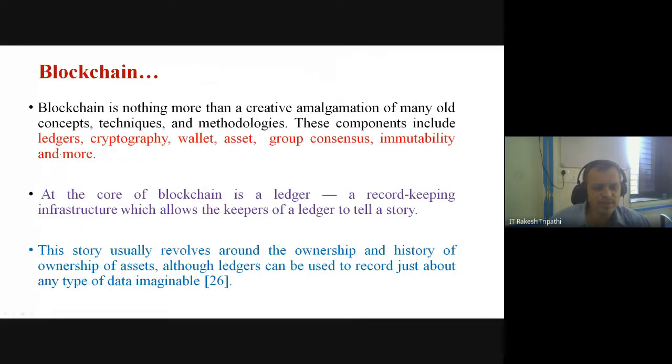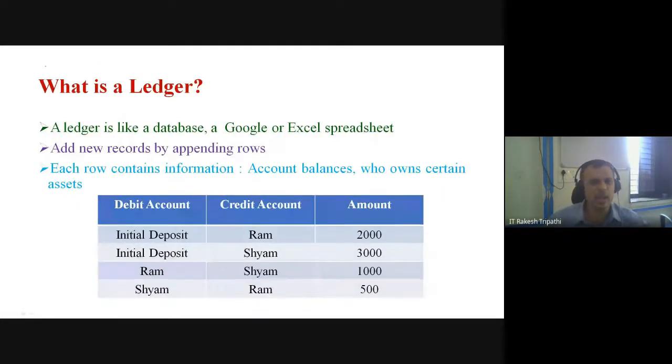So the technology of blockchain is new, but the components that it is using are based on ledger, cryptography, wallet, asset, and there is a notion of consensus, and a notion of immutability. At the core of blockchain is a ledger. And what do we mean by ledger? You must know the old khata book. You have a banking transaction, so I debit account, credit account, and amount. So this is one ledger.